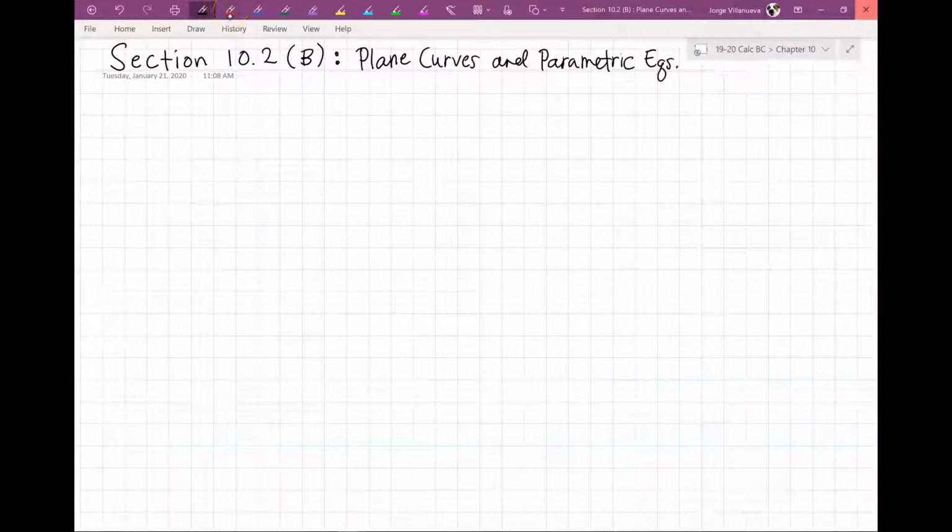All right, so we're going to be doing example 3. We did up to example 2 on Friday over section 10.2. So example 3 is as follows.